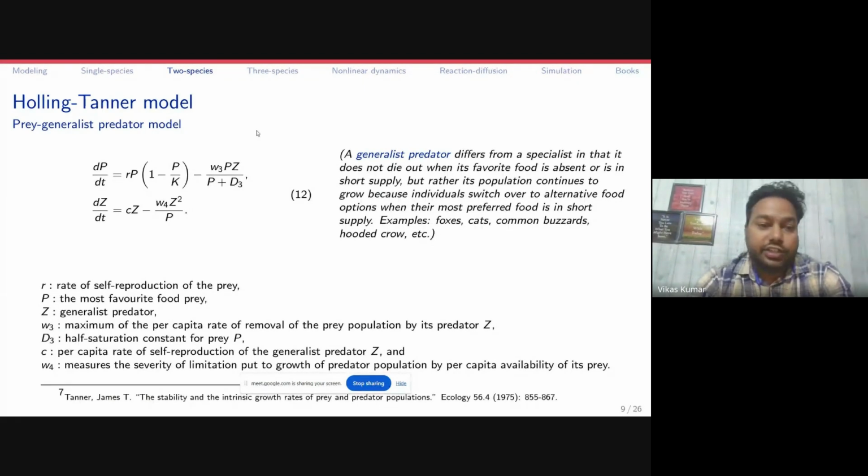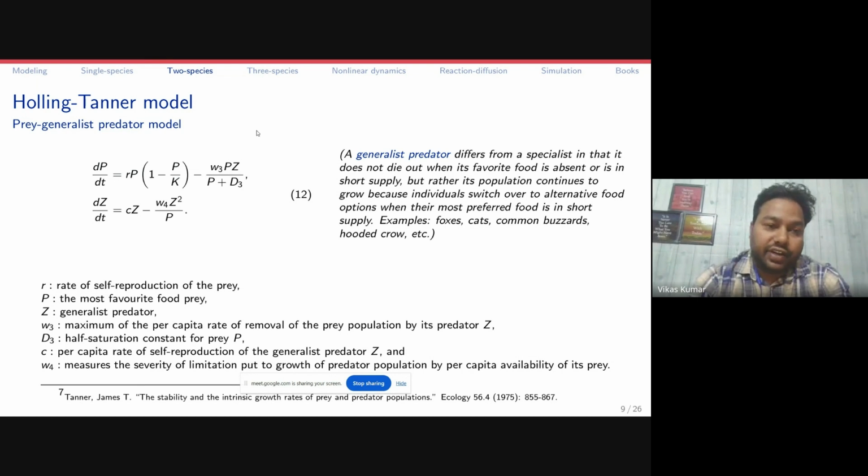So this is a different kind of predator population. We call it a generalist predator. And due to this, we have this kind of form you can see here in the second equation. There is no natural death rate due to the absence of favorite food. There should be some linear increment, a CZ term, and there should be some decrement due to its own population, due to competition, and this shows some other kind of behavior from the specialist one. So this is your generalist predator.